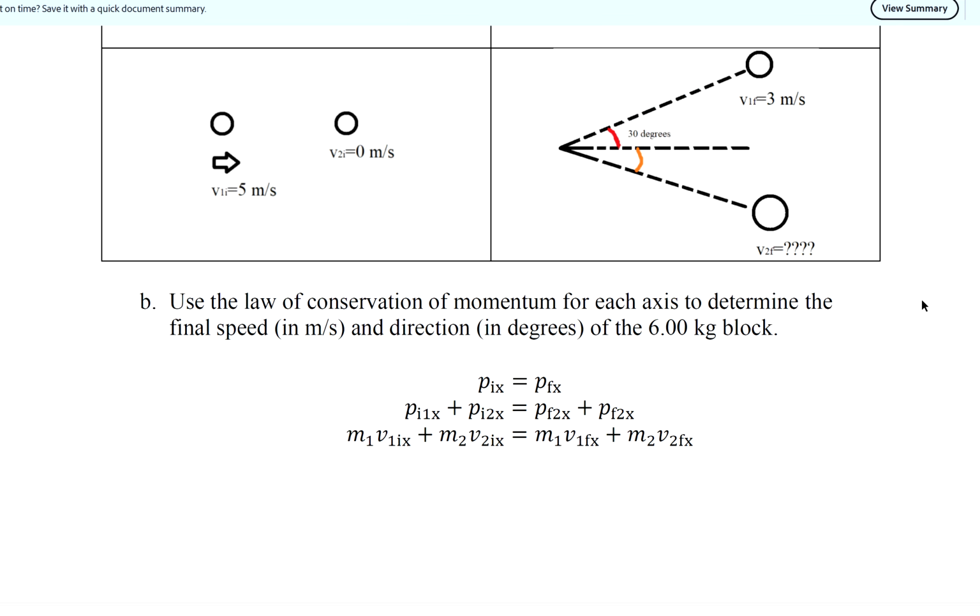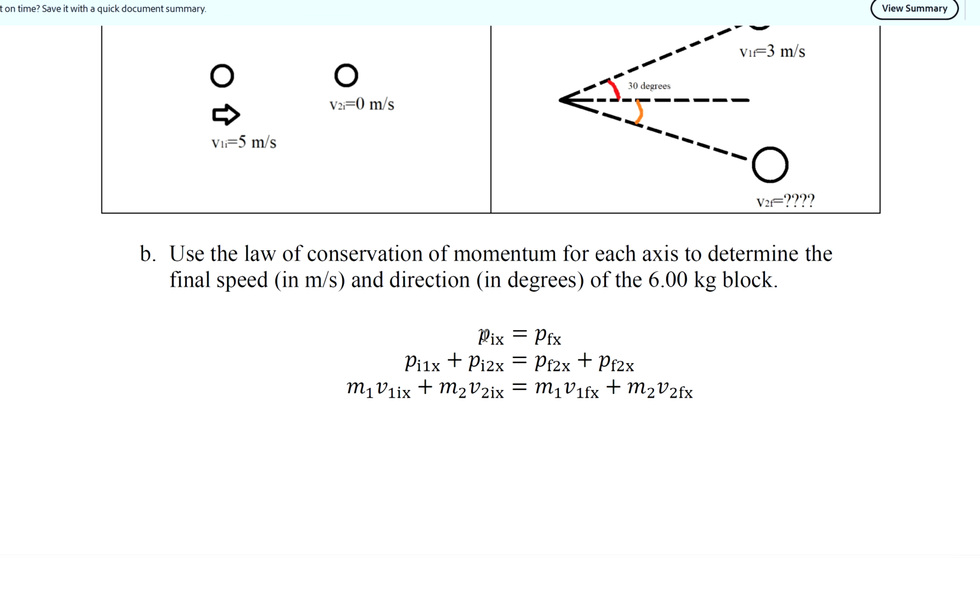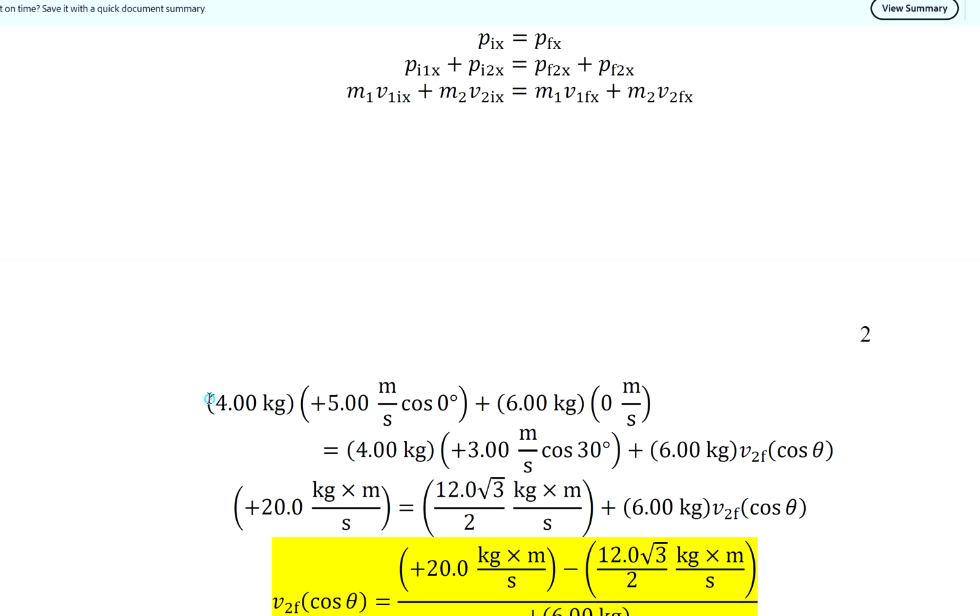So part B, use the law of conservation of momentum for each axis to determine the final speed and direction of the 6 kilogram block. So here, I'm saying the horizontal momentum in the beginning equals the horizontal momentum in the end. So in the beginning I have 2 objects, in the end I have 2 objects. P equals mv. So I plug in the values for everything I have.